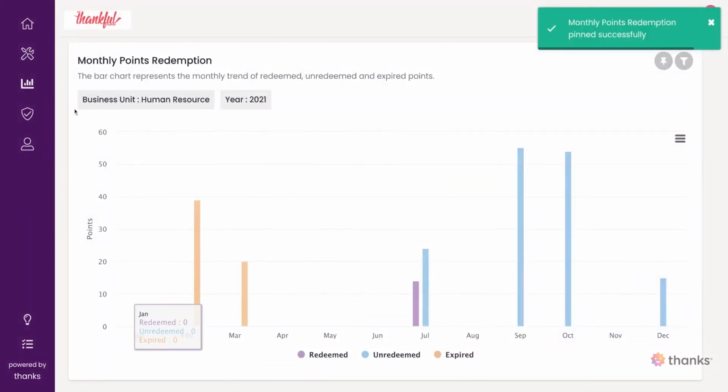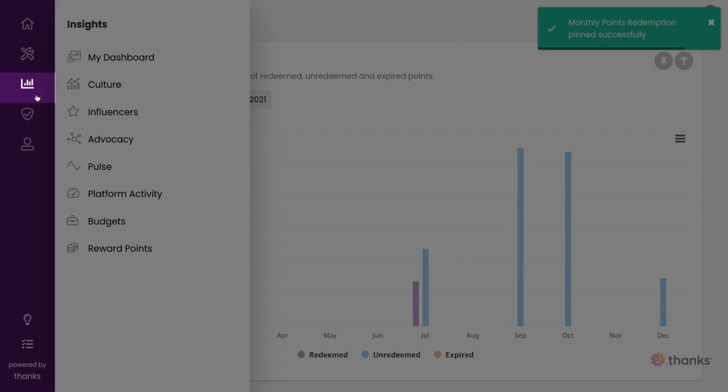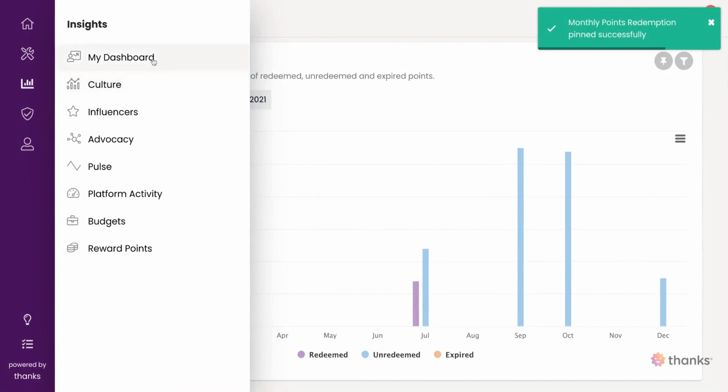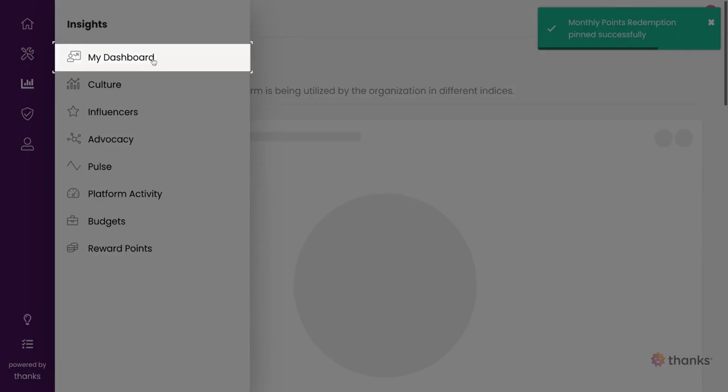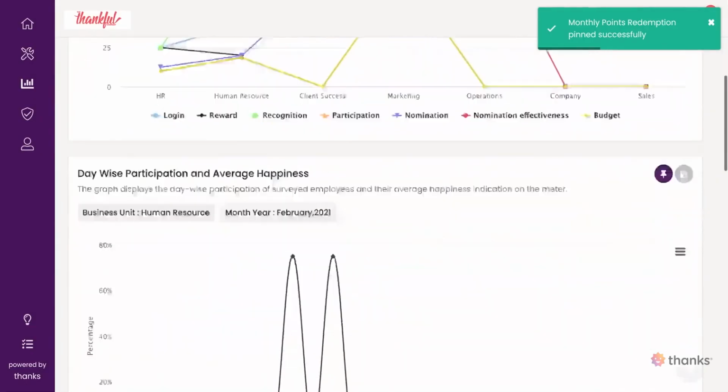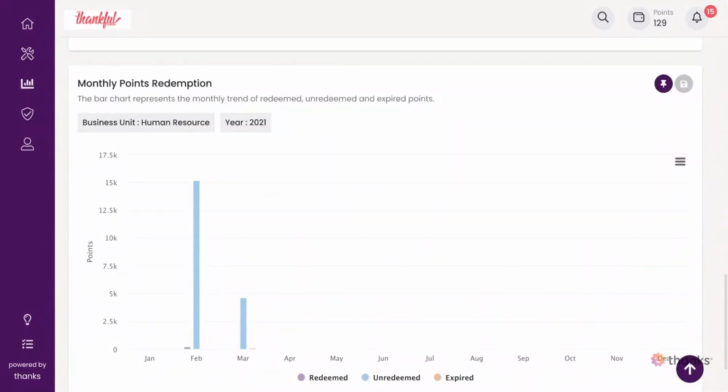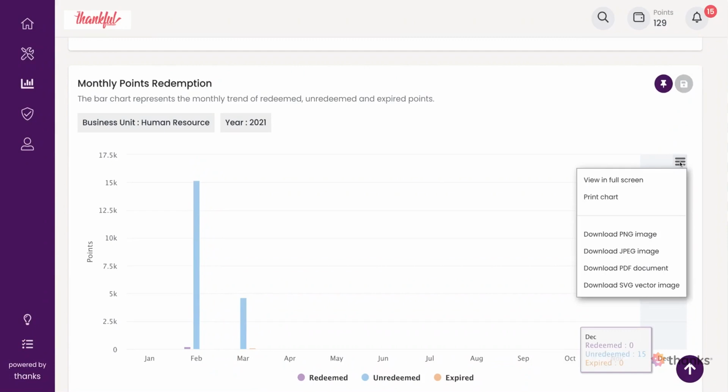Once you have pinned them, go to the My Dashboard section. My Dashboard is the space where you can view all your pinned reports. This is the one-stop shop to study all your favorite data points at any given time. You can slice and dice the reports in different ways to benchmark your recognition initiative and keep a track of various activities happening on the platform.